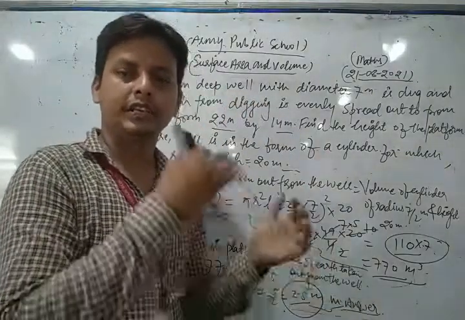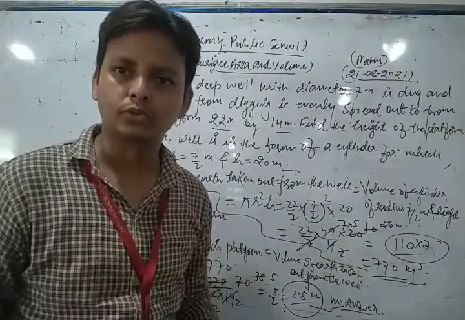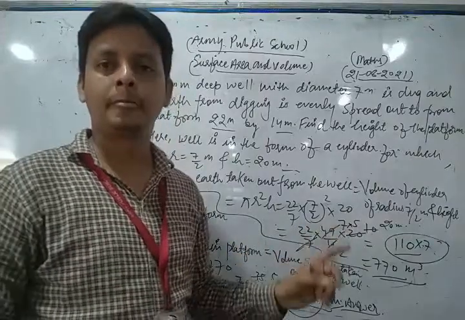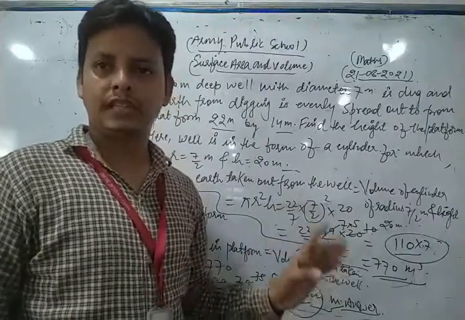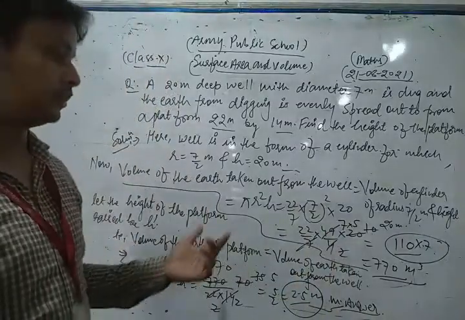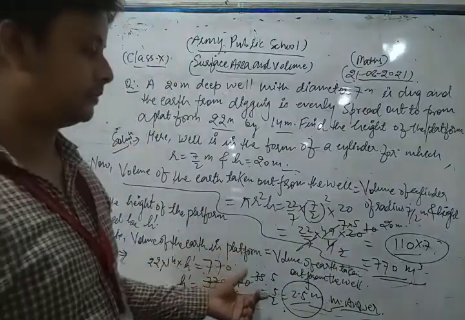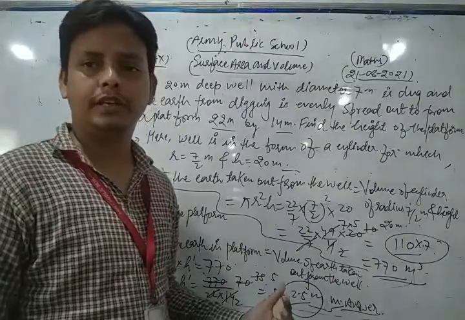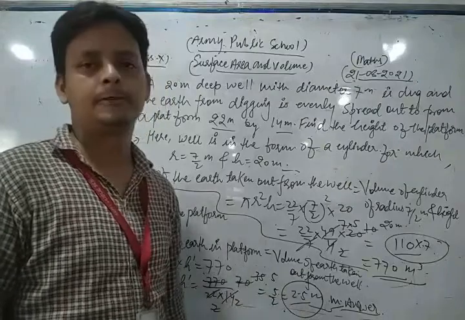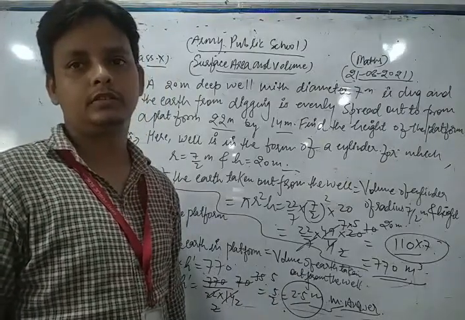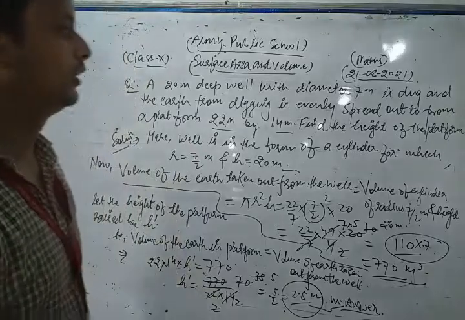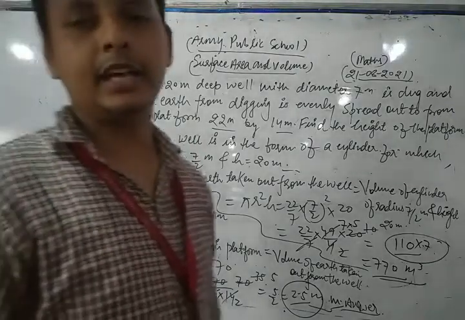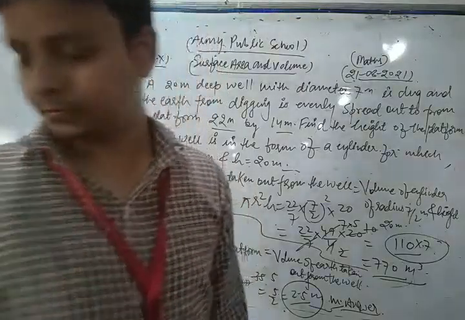After that, the earth which is taken out from the well is spread over a platform. So the volume of the earth in the platform is equal to the volume of the earth taken out from the well. Using that concept, we get this relationship, and in this way we find the value of h dash, which is 2.5. Now we take down this one and solve some other important questions.